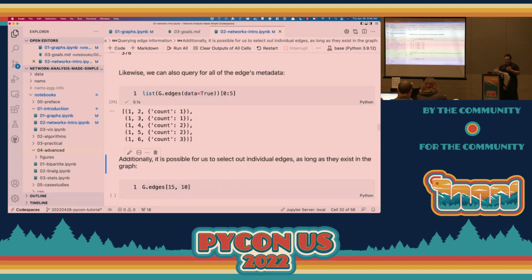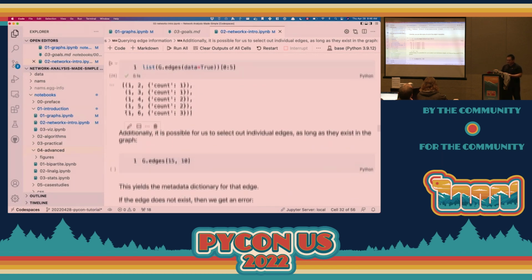So then, again, this is not a trick question. What is this data structure? This is a list of tuples of length 3, in which the first element is one of the nodes in the edge. First node in the edge, that's right. The second element is the other node in the edge. And then the third element is the dictionary of metadata that are present, okay?